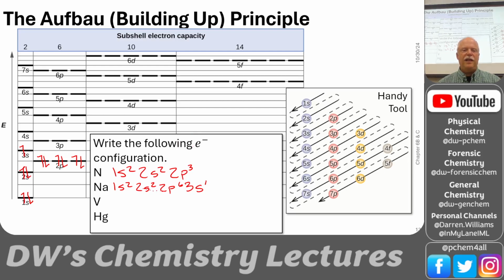Now, this is going to get tedious if we have to write this out for all of these, especially mercury. So one way we can simplify this: notice that once we get past 2p6, all of this is the same every time.